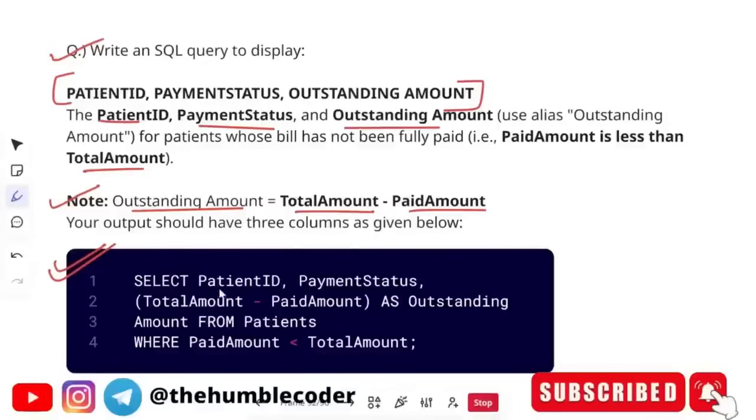So the answer query is select patient ID, payment status, okay, and then total amount minus paid amount. Okay, because we want outstanding amount right here. Now you have seen that outstanding amount, how can we calculate it? Total amount minus paid amount as outstanding amount from patients, and we have to use the alias outstanding amount, so that is why I have written here as outstanding amount from patients. Basically patients is the name of the table, where paid amount is less than total amount.